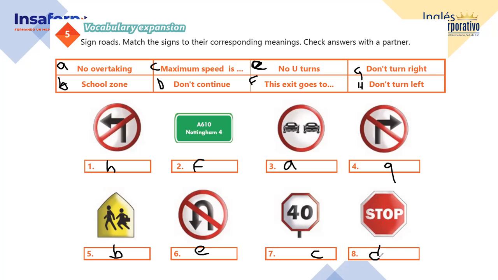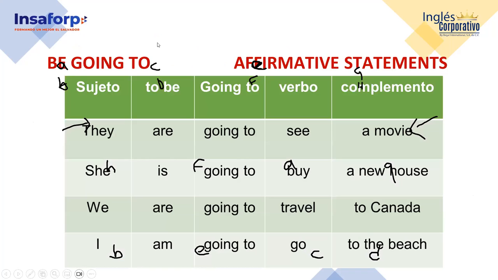Don't continue. Okay? When you are driving, of course, you need to know perfectly the meaning of these signs, right? I think that this is very important for us to know them. It's raining a little bit heavy. Okay, guys, that is what we have related to the traffic signs.